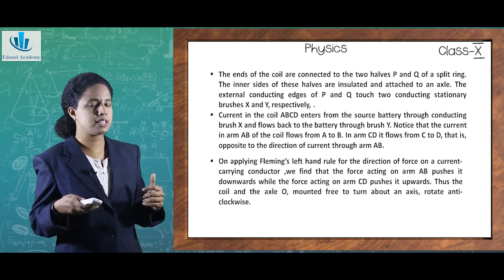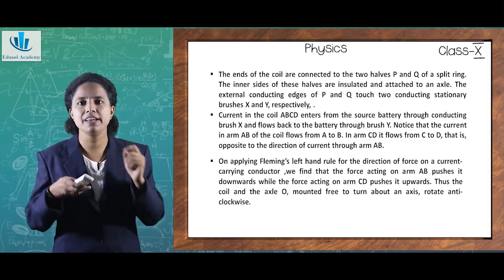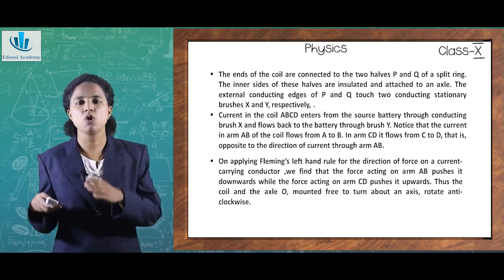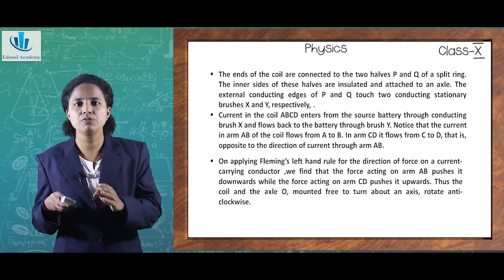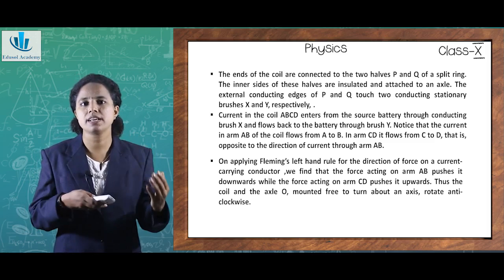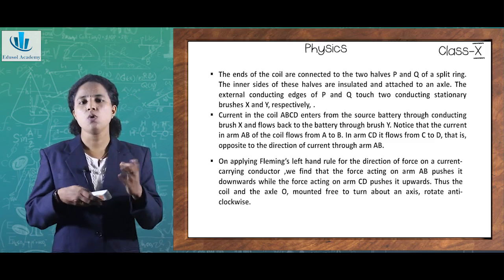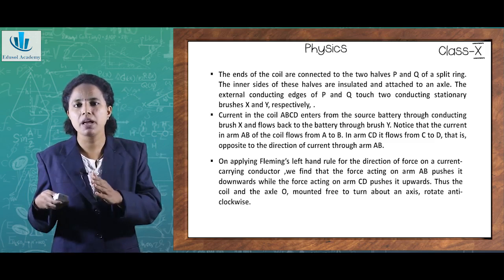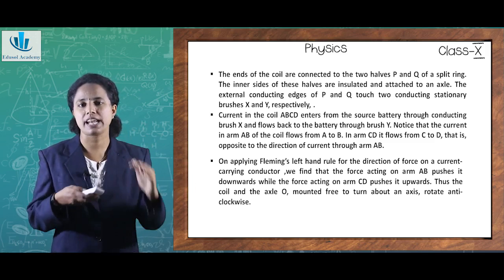And you can also see that the ends of the coil are connected to two halves P and Q, isn't it? We have already stated how they are connected. One of them is insulated inside and the outer edge is connected to the brushes X and Y. So, we already said that in arm AB and arm CD, the current flows in opposite directions.